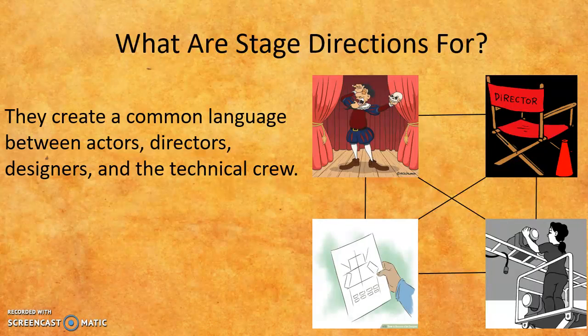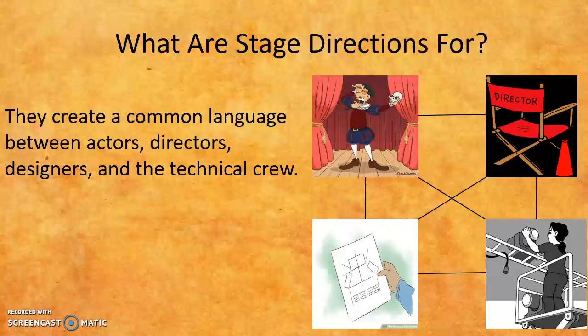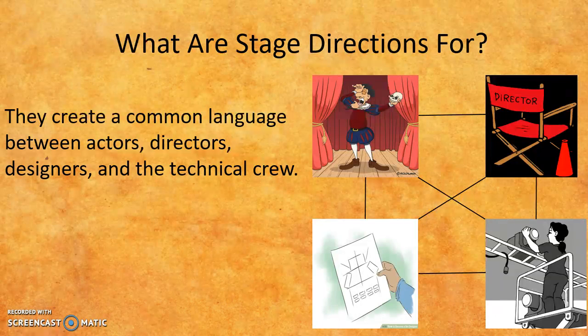Stage directions are a common language between actors, directors, designers, and the technical crew. These terms are used all over the world and at all levels of theater, from community theater and educational theater all the way up to Broadway. They allow all the different people who work on a production to communicate effectively and always know what the other person is talking about. If someone is asked to go to a certain place on stage, or to put a chair in a certain place of the stage, or to focus lights, everyone knows exactly what they're talking about.